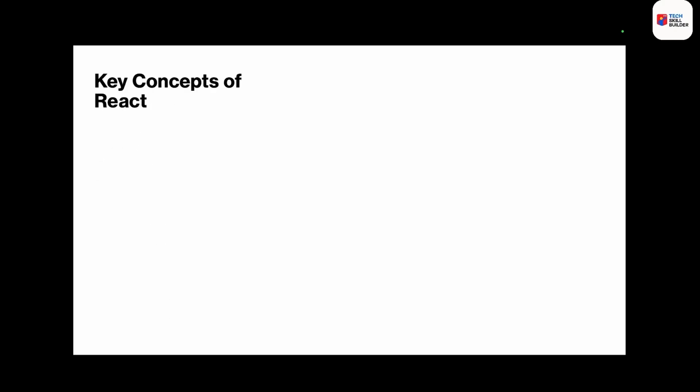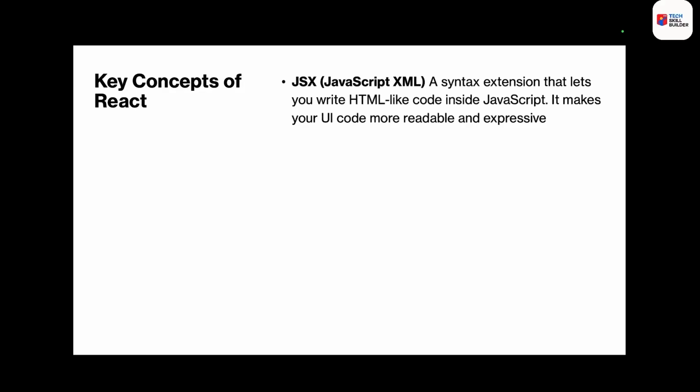Key concept of React: JSX, JavaScript XML, a syntax extension that lets you write HTML like code inside JavaScript. It makes your UI code more readable and expressive. We'll see how JSX works when we have the example. JSX will be like your HTML code, like div, paragraph, heading, but that will be embedded in our JavaScript code.